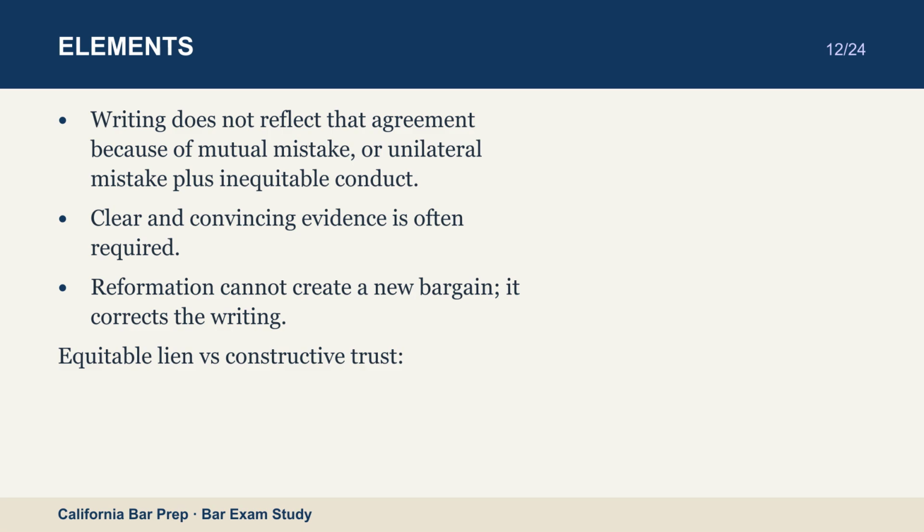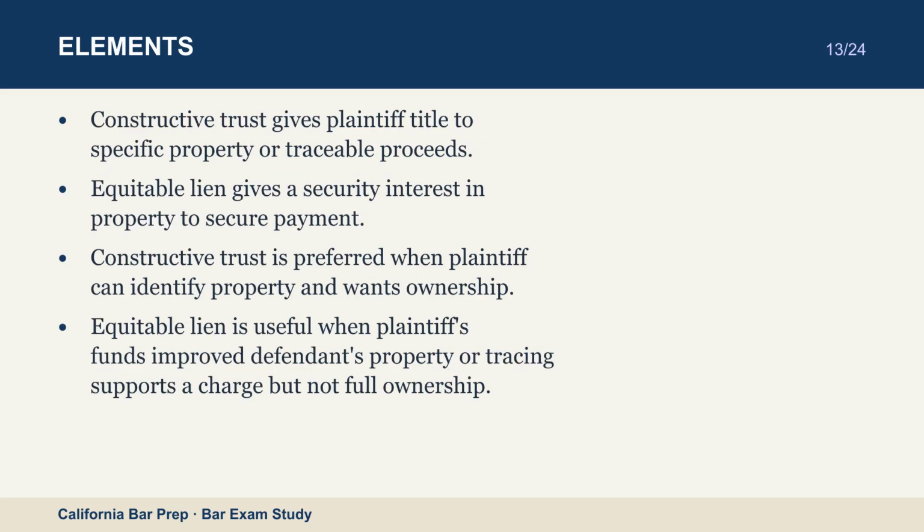Equitable lien versus constructive trust. Constructive trust gives plaintiff title to specific property or traceable proceeds. Equitable lien gives a security interest in property to secure payment. Constructive trust is preferred when plaintiff can identify property and wants ownership. Equitable lien is useful when plaintiff's funds improve defendant's property or tracing supports a charge, but not full ownership.